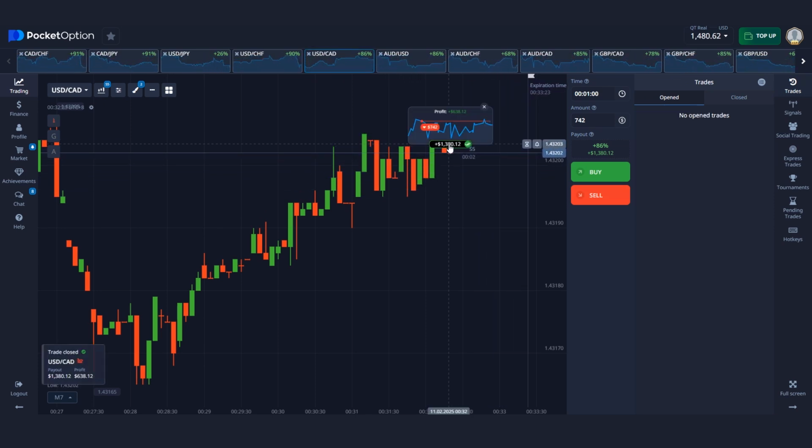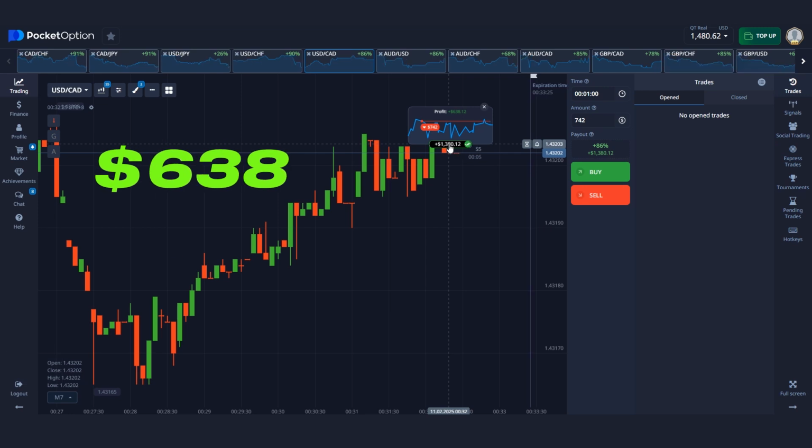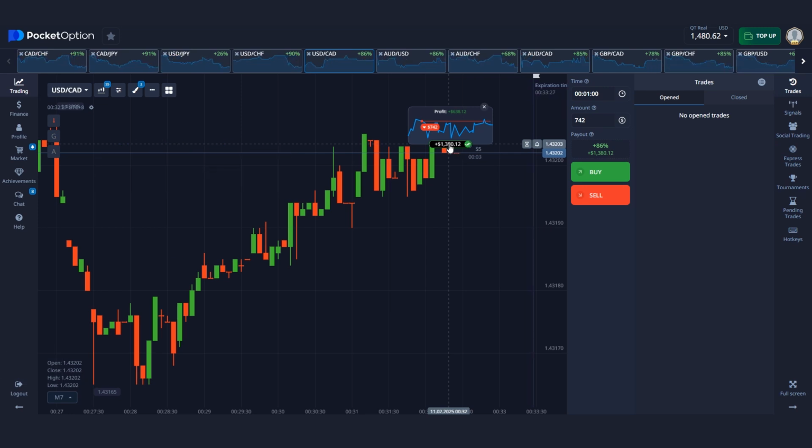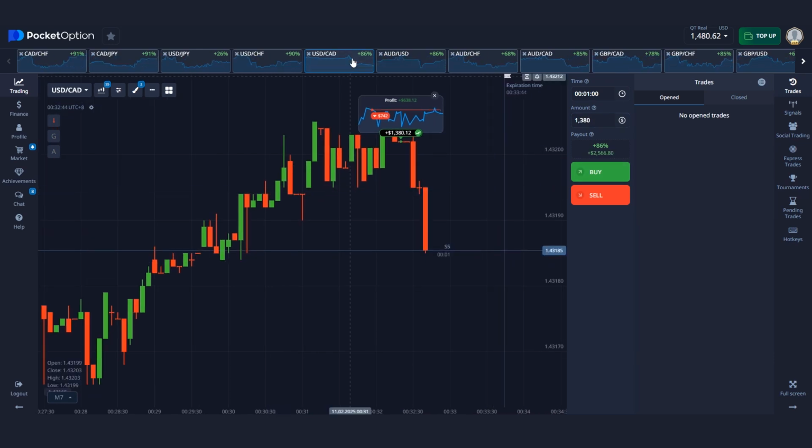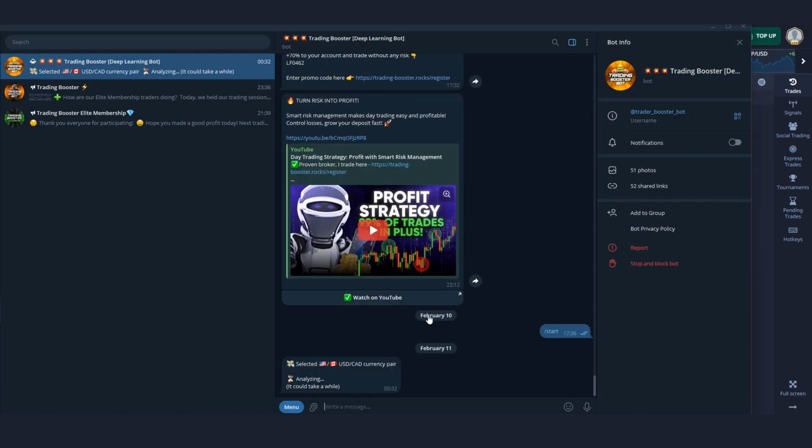A great trade brings me $638, and as you can see, I already have $1,400 in my balance. This means that I can open the next trade for $1,380. Let's try to make some money on this currency pair again and see what comes of it.